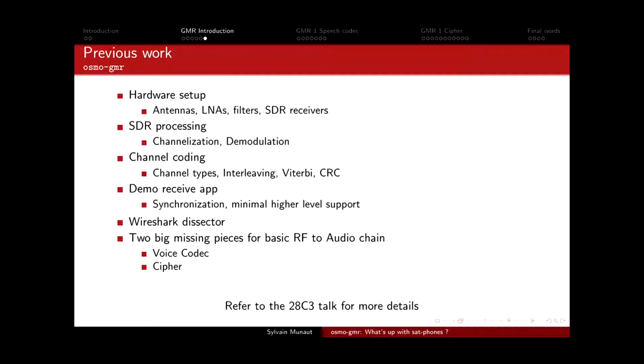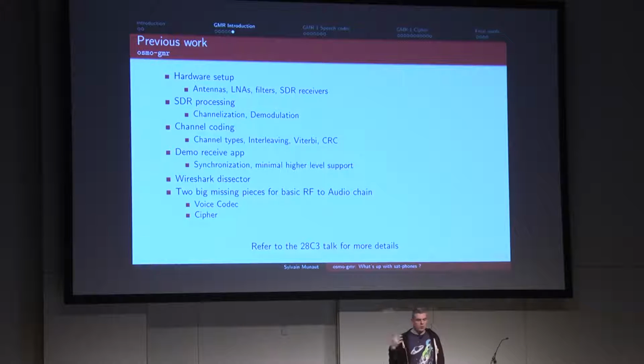So Osmo-GMR, what we presented last time, was essentially everything you needed to go from RF to Wireshark. That includes the hardware setup, so how you can build an antenna, what LNA to use, what SDR receiver to use. At that time, we didn't actually have RTL-SDR, which are the cheap DVB dongles you can use as SDR. Nowadays we do, which means that for less than $100, you can get an antenna, LNA, and SDR receiver, all the hardware you need to actually listen to those signals.